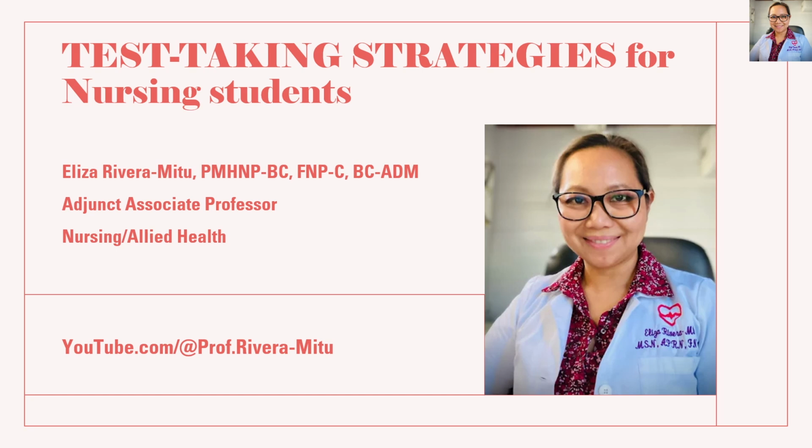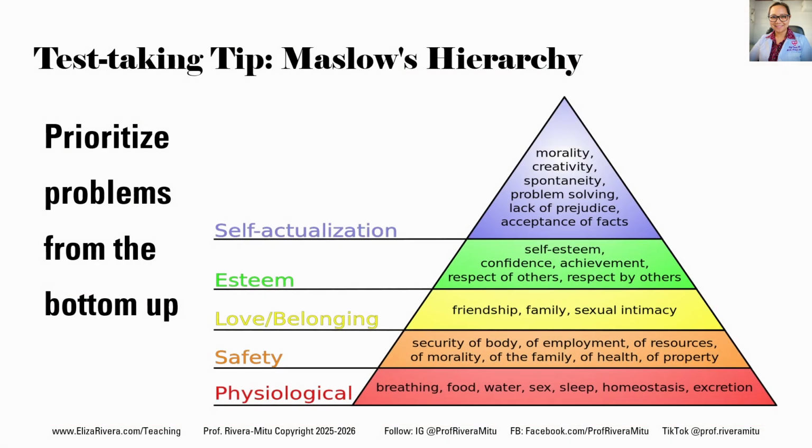We'll go through prioritization, pathophysiology cues, drug mechanisms, and core frameworks like ABCs and Maslow. Plus, I'll include sample questions after each tip to help you apply what you've learned. The tip for today is Maslow's hierarchy.